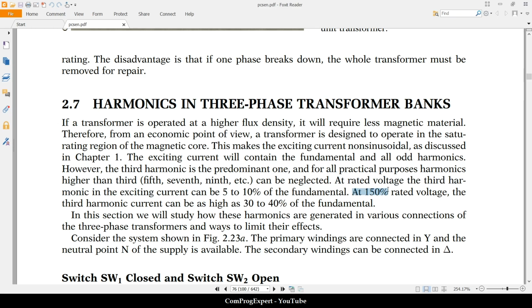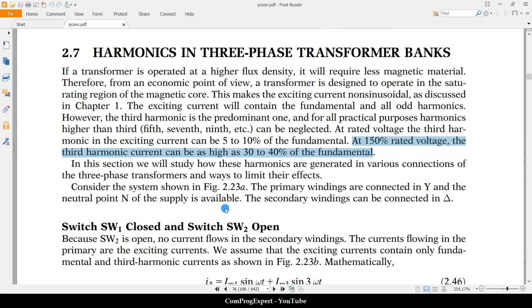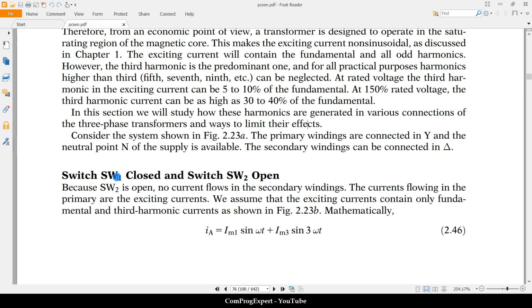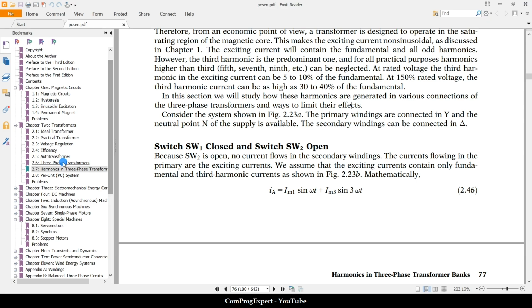At 150% of the rated voltage, the third harmonic current can be as high as 30 to 40% of the fundamental, right? We have a high value for the third harmonic. In this section, we will study how these harmonics are generated in various connections of the three-phase transformers and ways to limit their effects. So, before going for the next subsection, let's do a simulation and check this.